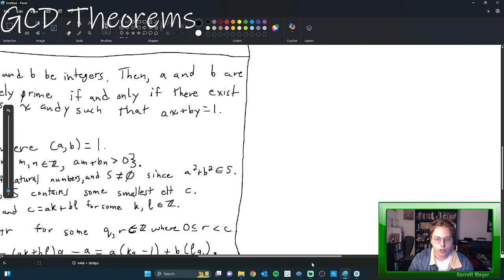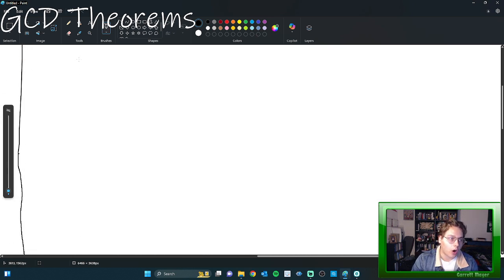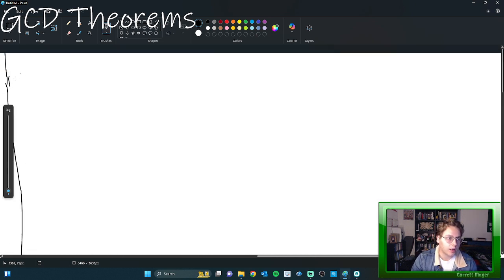So let's prove this theorem for all cases. Let's prove a general statement here. And this is very common throughout math. We prove some special case first, and then we realize that this special case can be generalized. Now I don't think that the other direction can necessarily be generalized.